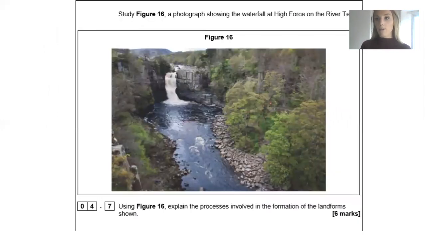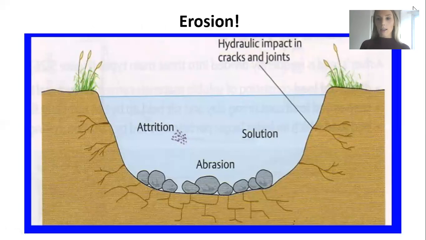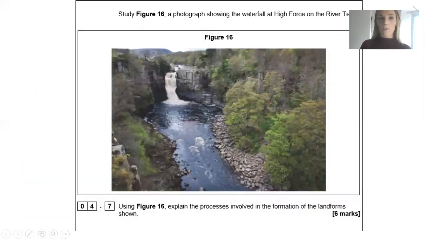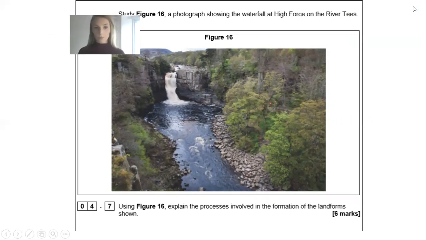Okay, so the final question I'm going to go through in this tutorial is question 4.7. Okay, so for this question, you need to first of all study the waterfall which has been photographed in figure 16. Now, you need to explain the processes involved in the formation of the landform shown. This question is worth 6 marks, which means you'll need to apply your knowledge to the question. We will mark it following the levelled system.